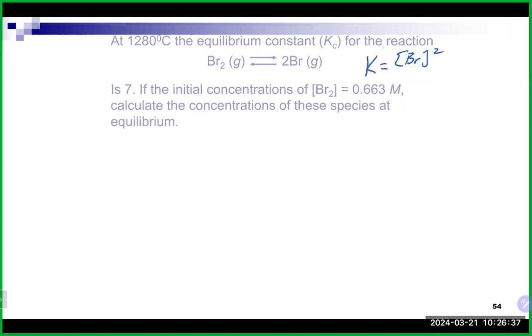Once again, we're going to square it because of the coefficient. We're going to divide it by the concentration of Br2. And in this case, it equals lucky number 7 here. We're going to definitely set up here an ice table to calculate this.